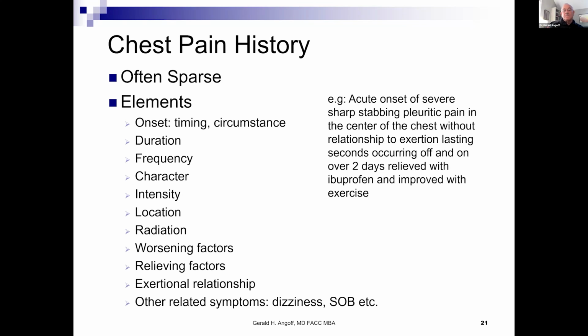And as an example, acute onset of severe, sharp, stabbing, pleuritic pain in the center of the chest without relationship to exertion, lasting seconds, occurring off and on over 2 days, relieved with ibuprofen and improved with exercise. This is one phrase encompassing most of these elements, the product of a careful history. And if you read this phrase, you would, I think, have a relatively easy time making a decision about the likelihood or not that the symptom was cardiac.